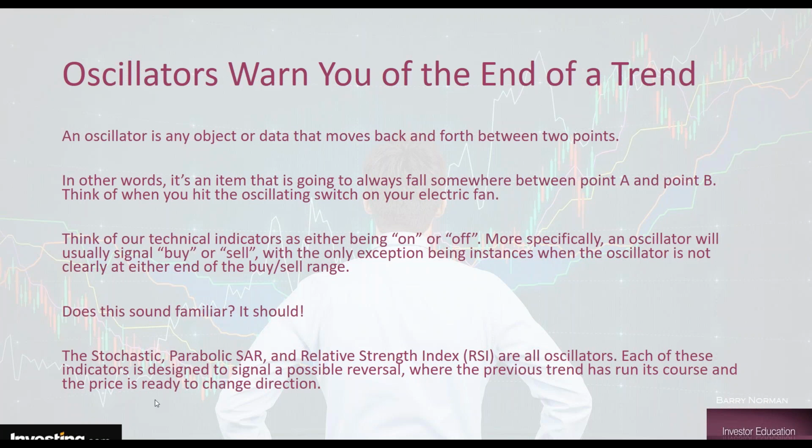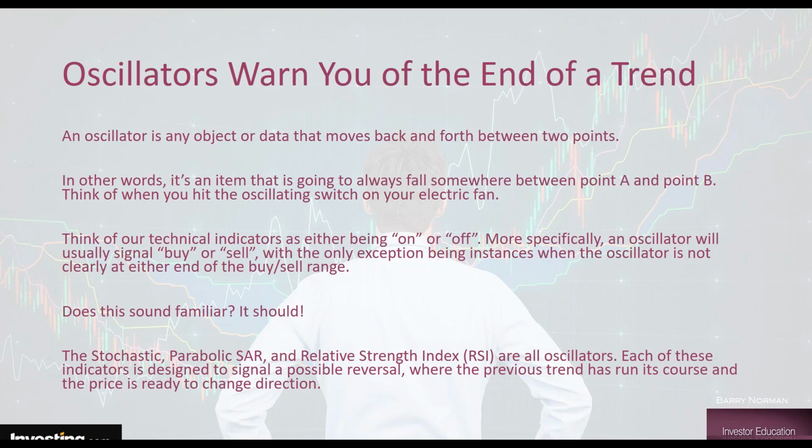Now, oscillators warn you of the end of a trend. An oscillator is an object or data that moves back and forth between 2 points. In other words, it's an item that is always going to fall somewhere between point A and point B. In most cases, it's 0 to 100, except in momentum, where it's minus 10 to plus 10 around the 0.